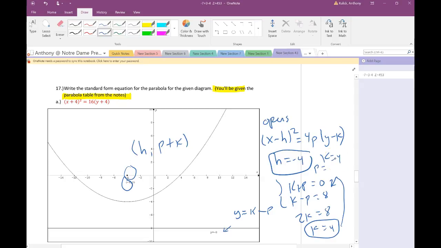did I flip those around? Oh, yes, negative 8. Thank you. So that's K. Good. And then P then has to be 4. Thank you very much. I missed the negative sign on there because it was so very small.